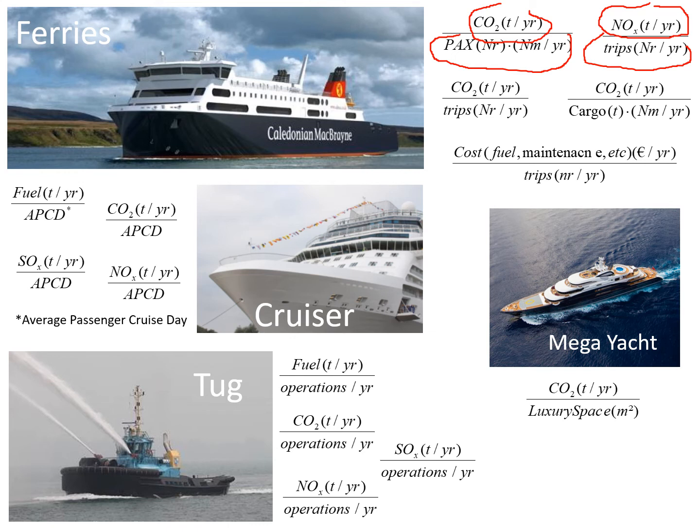You can see that, for example, for cruises, the criteria are somewhat similar, but now we take fuel used over the average passenger cruise day. So criteria can be quite different for different kinds of vessels. Mega yachts are maybe a little bit funny example, but they divide emissions per year by luxury space on the yacht. So it's quite a special case. You see these criteria are quite different.